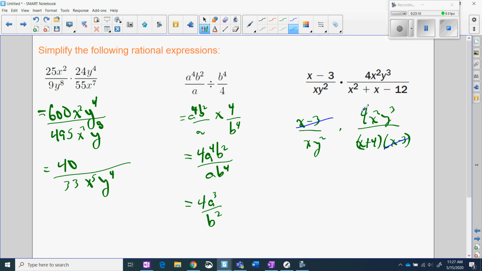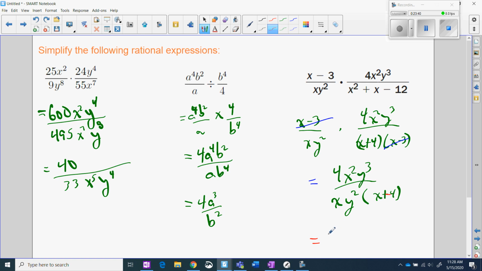That leaves me, when I go across and multiply the numerator, 4x squared, y cubed. I have this multiplied by this, so I'm just going to write it as x, y squared, multiplied by x plus 4. And now, when I go to get my final answer, remember, these are terms, so they're not able to be touched. That's going to stay together as x plus 4. Nothing will reduce any further.